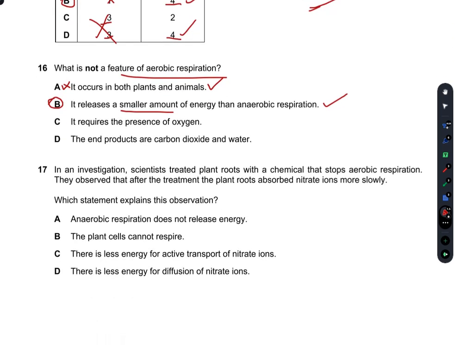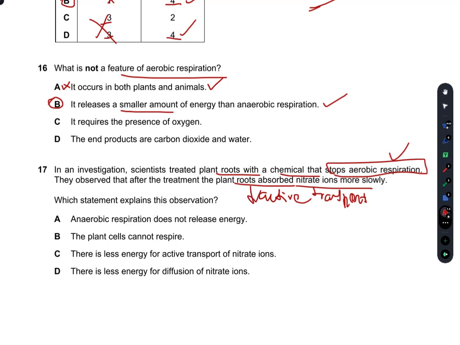In an investigation, scientists treated plants' roots with a chemical that stops aerobic respiration. They observed that after the treatment, the plant roots absorb nitrate ions more slowly. What statement explains this observation? The nitrate ions are absorbed by active transport, and active transport requires energy in the form of ATP that is produced by aerobic respiration. Now, the aerobic respiration has been stopped, no ATP is being produced, so the active transport rate would fall.